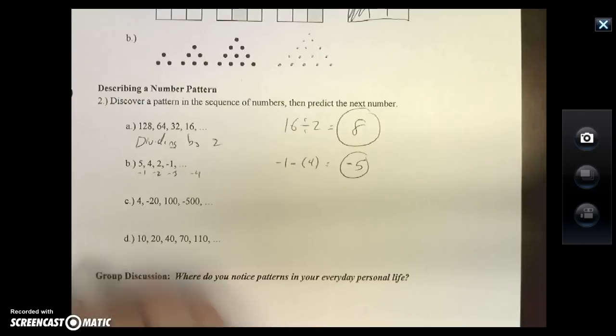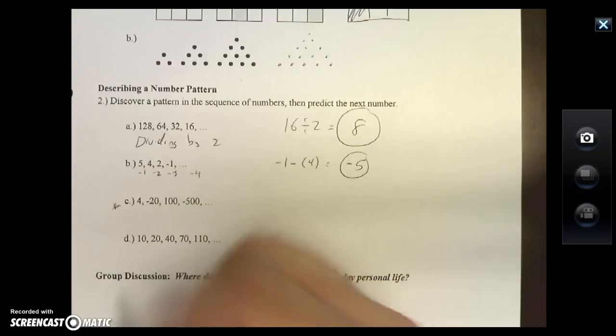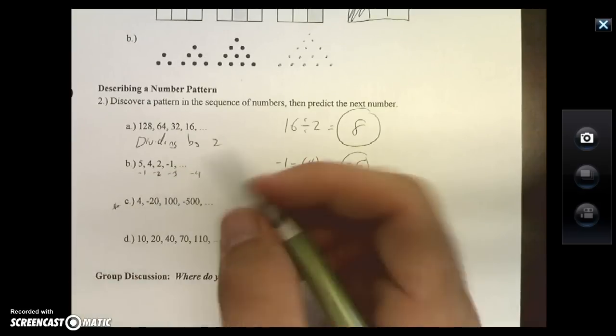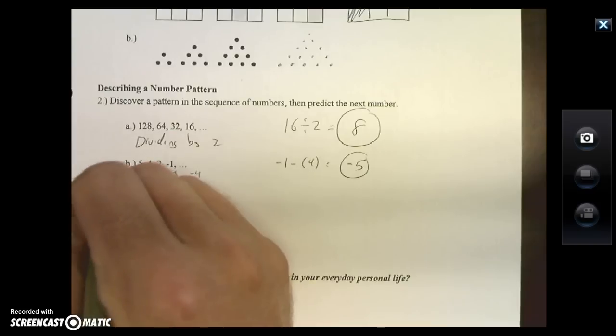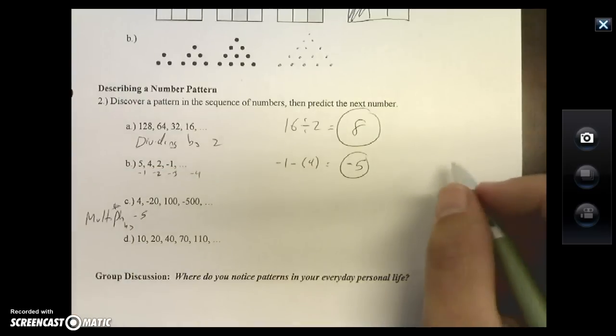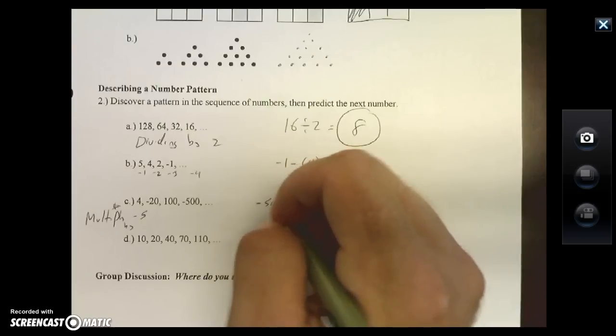Part C, now this is a tricky one. It happens once in a while. I'm going from 4 to negative 20 to 100 to negative 500. You'll see the numbers are getting larger, but I am shifting from positive to negative and back and forth. So I'm going to multiply here. Think about what I have to multiply to go from 4 to negative 20. Well, not positive 5, but negative 5. So multiply by negative 5. Cool. So the next one, multiply by negative 5.